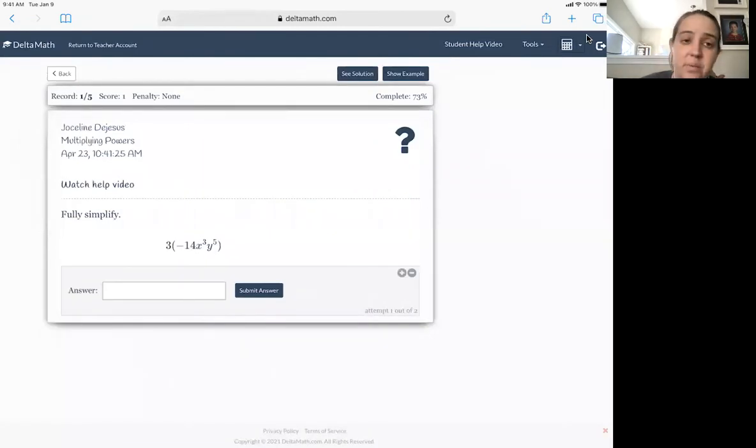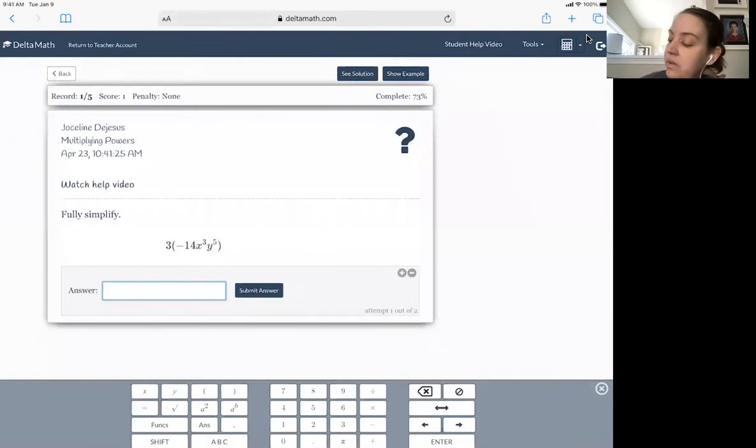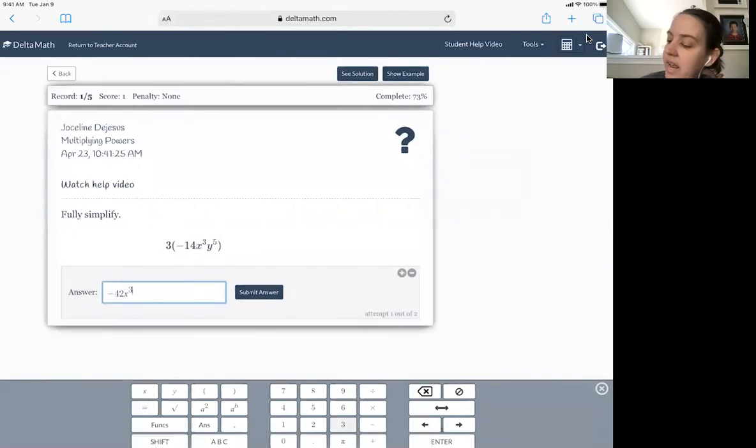For the next one, the 3 times -14 in the front, 12, 42. So this is a -42. Then my x stays the same. So x to the 3rd and y to the 5th. Good.